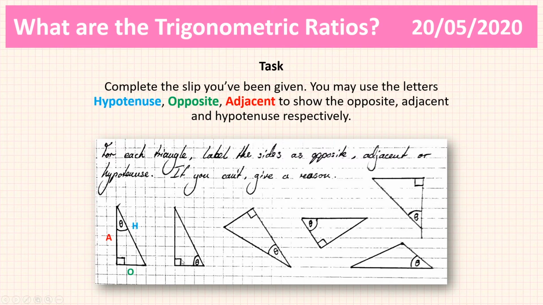Once again, there's my right angle. Opposite the right angle is my hypotenuse. Here is my angle. Opposite the angle is my opposite. The remaining one is the adjacent. Okay, so now I'm just going to give you the answers to the rest of them.